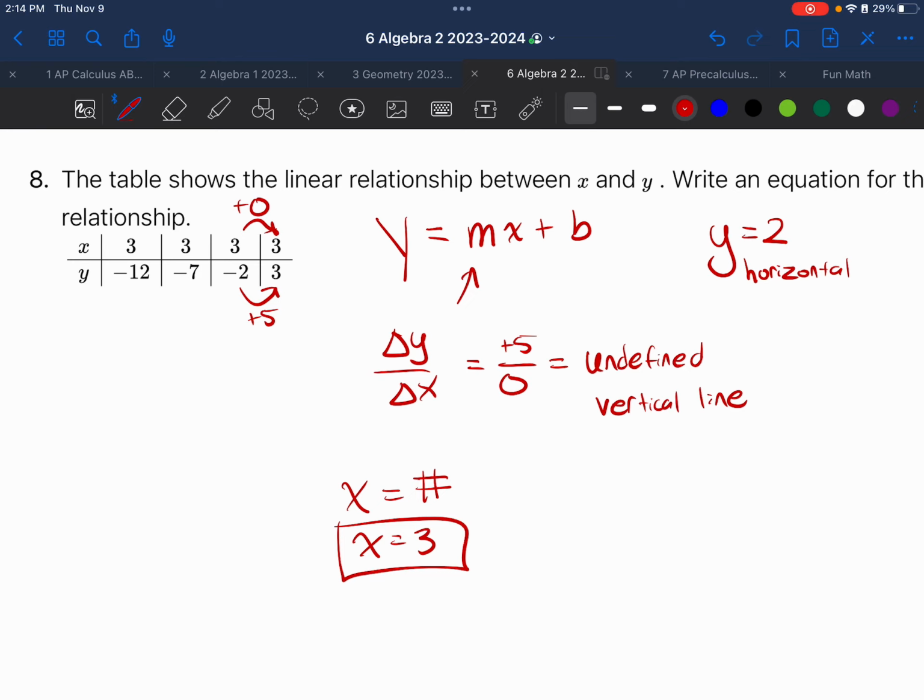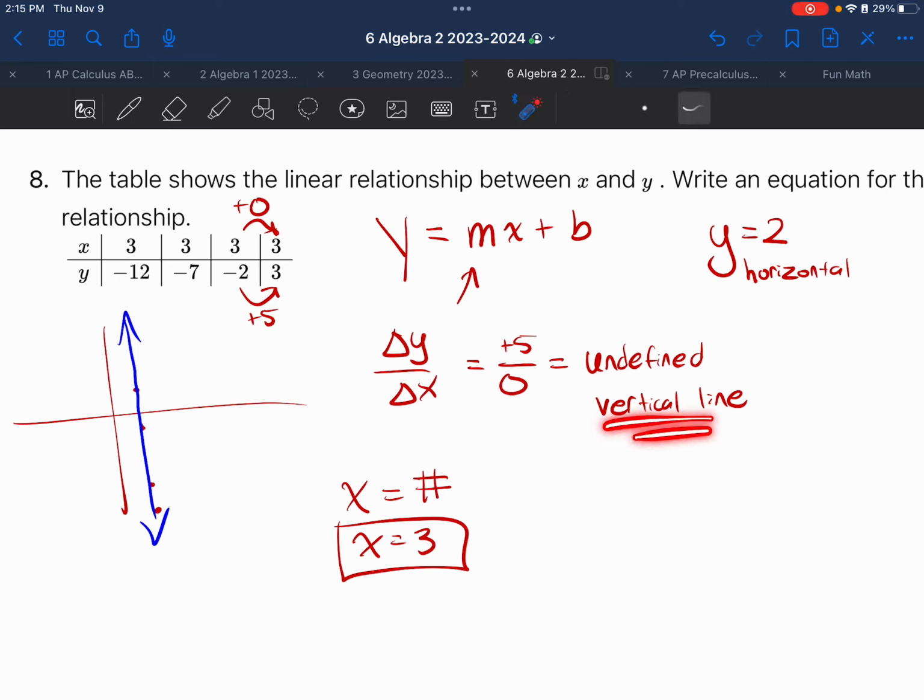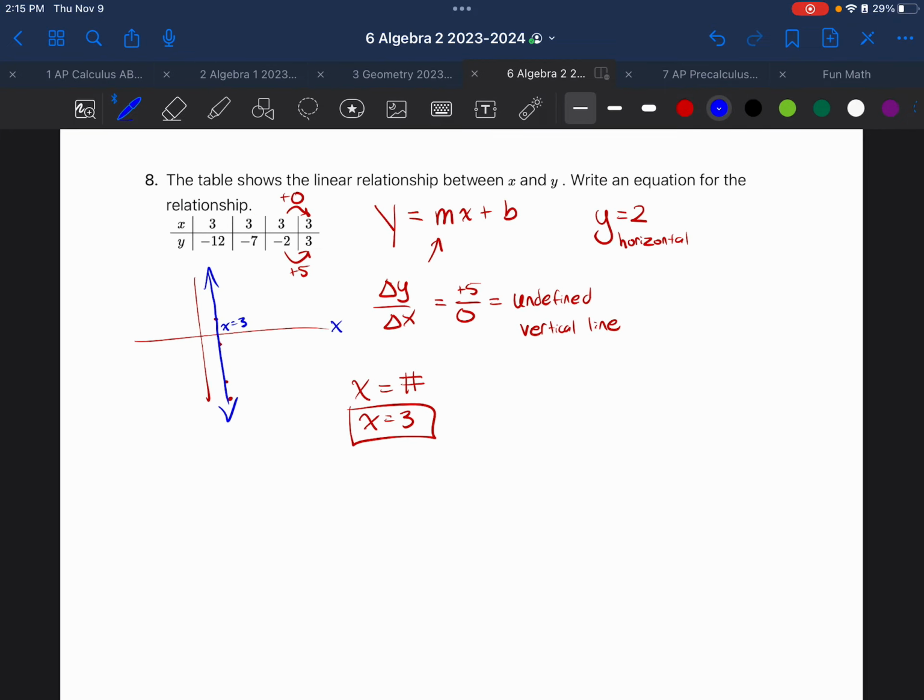Another way to solve this problem is you could have just graphed these points, right? If I were to graph these points, I have (3, -12), (3, -7), (3, -2), (3, +3), and you say, oh, wow, that looks like it's going to be this line right here that happens to be a vertical line, and that vertical line is always x equal to a number, and it passes through the x-intercept at x equal to 3.